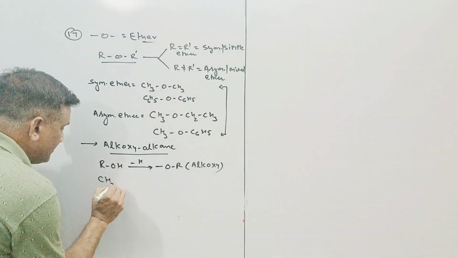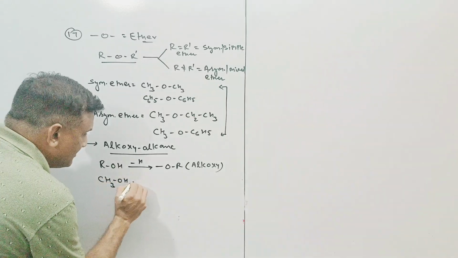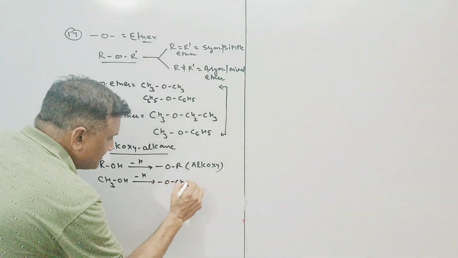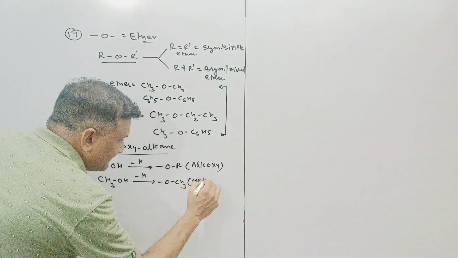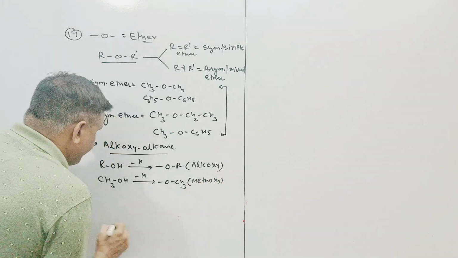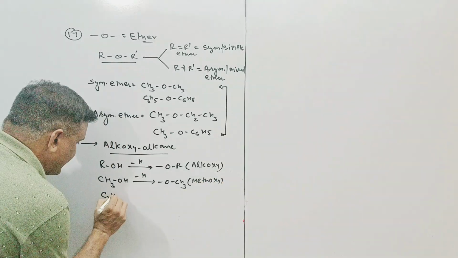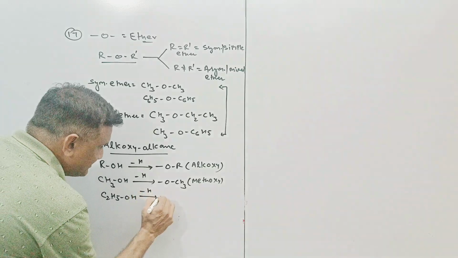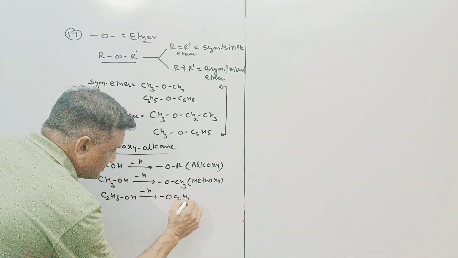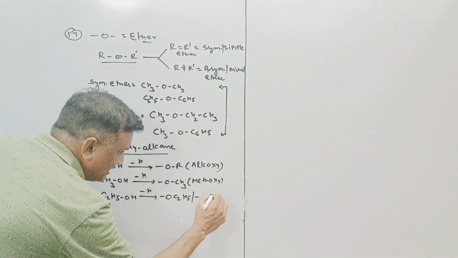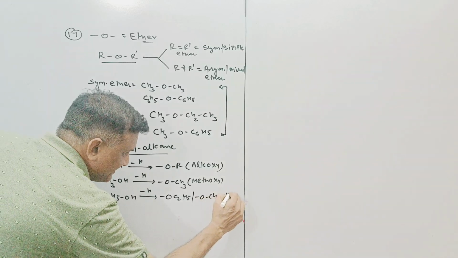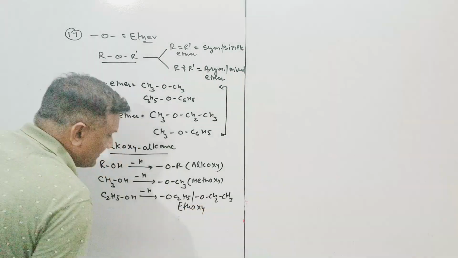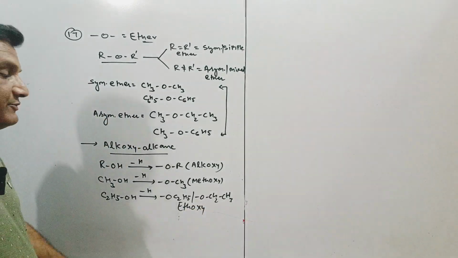This is methanol, CH3OH. On removal of hydrogen, it will be OCH3. So this is called methoxy. If we go with ethanol, C2H5OH, then after removal of hydrogen, it is called OC2H5, ethoxy, or you can call it OCH2CH3. This is called ethoxy. So this was about just the alkoxy group.